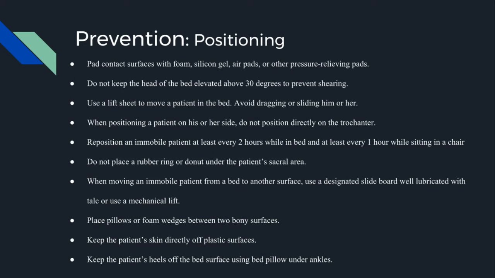Reposition an immobile patient at least every 2 hours while in bed, and at least every 1 hour while sitting in the chair. Do not place a rubber ring or a donut underneath the patient's sacral area. When moving an immobile patient from bed to another surface, use a designated slide board well lubricated with talc or the use of a mechanical lift. Place pillows or foam wedges between 2 bony surfaces, and keep the patient's skin directly off plastic surfaces. Keep the patient's heels off the bed surface using bed pillows under ankles.